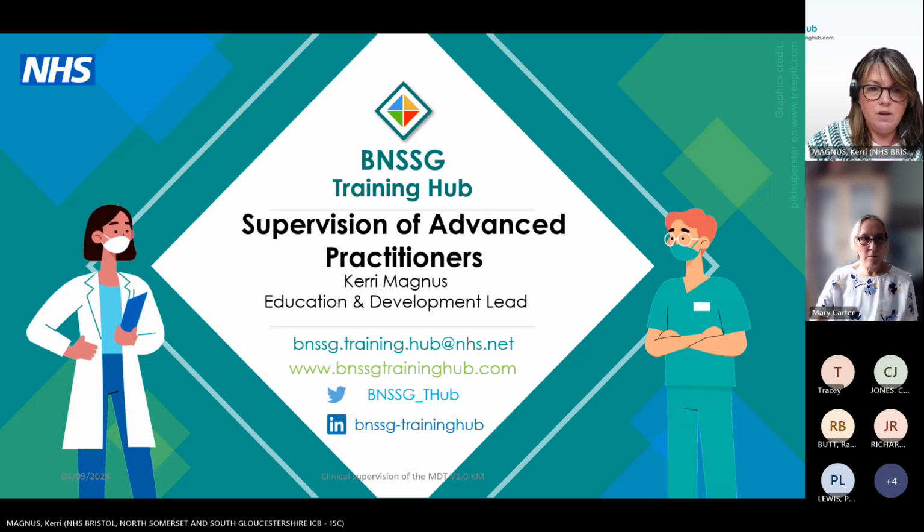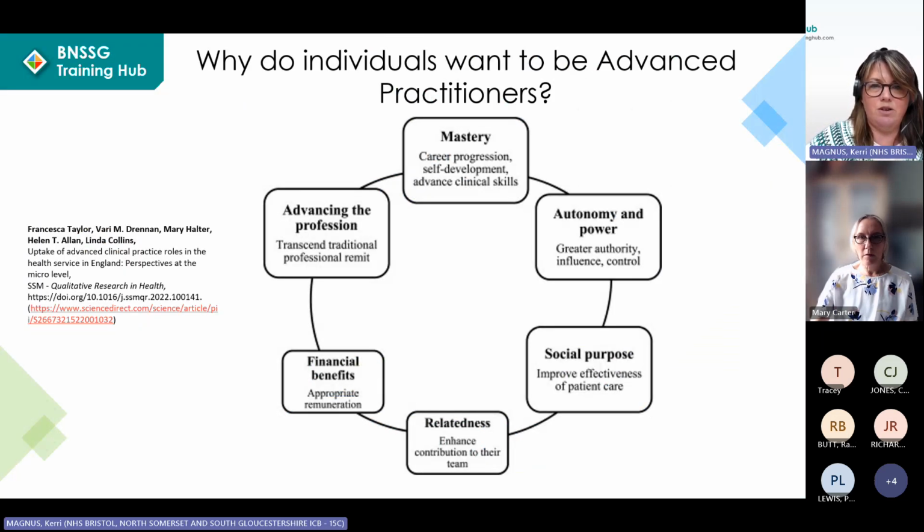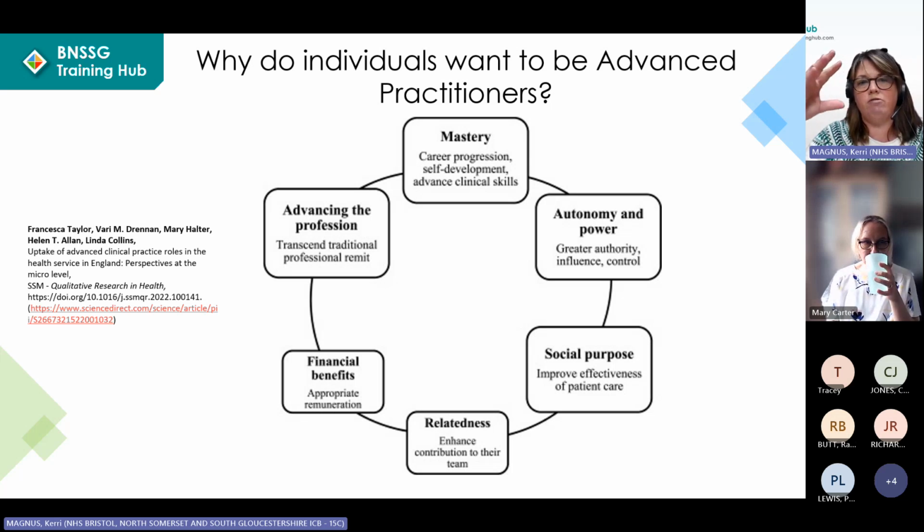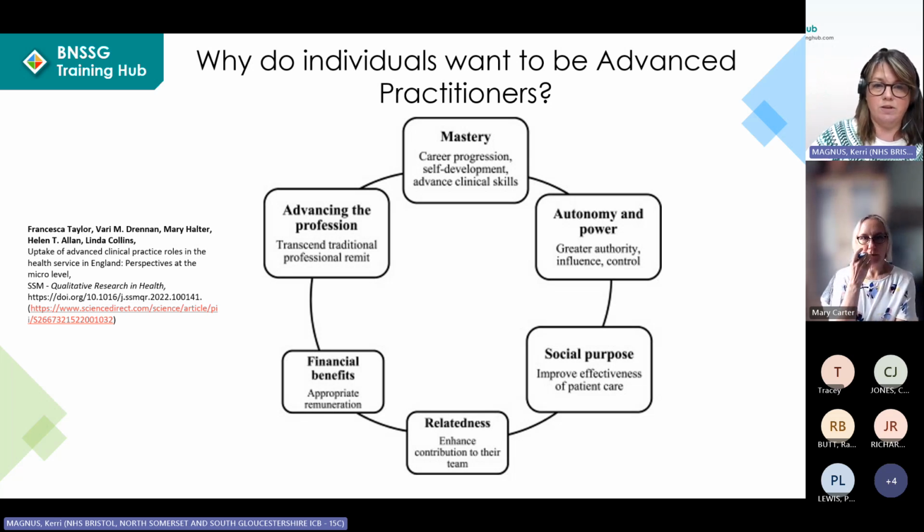So to understand where we are at the minute, obviously everyone says to me, why do you want to be an advanced practitioner? Now, there are lots of reasons why people want to be advanced practitioners, and we have to understand that these are some of sort of the micro level of the reasons why, and it's to do with sort of that mastery of why you want to be one. You're trying to advance your profession. You've got a bit of financial benefit as well, but also you want to have that social purpose to enable you to provide more for your patients and have a bit of an autonomy within your actual practice that you're doing at the moment.